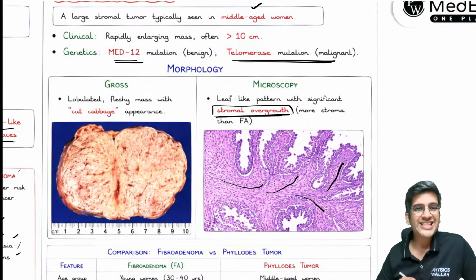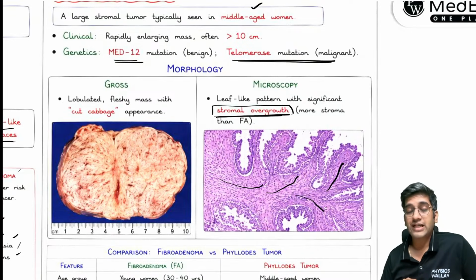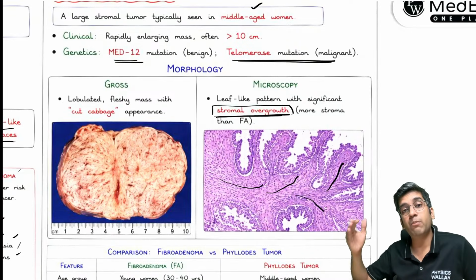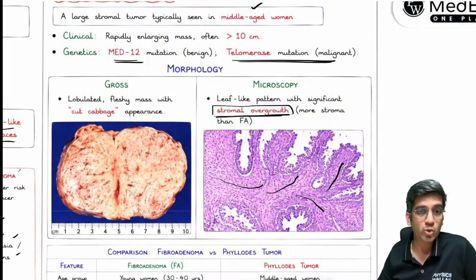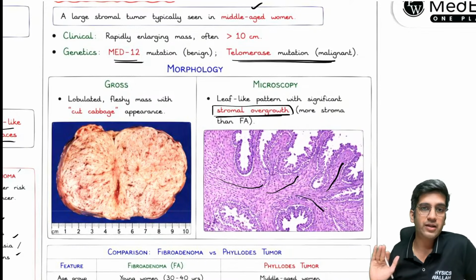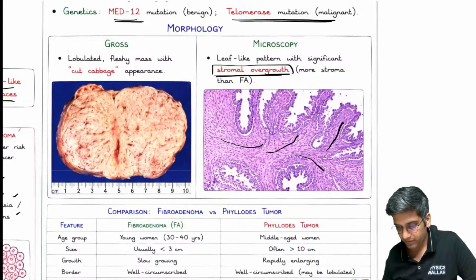Stromal overgrowth is classical for fibroadenoma. Sorry, classical for phyllodes. But in fibroadenoma, I'll have both stroma as well as epithelial overgrowth. But here, stroma takes an upper hand. That's why I have the classical leaf-like pattern. Fine. Okay.